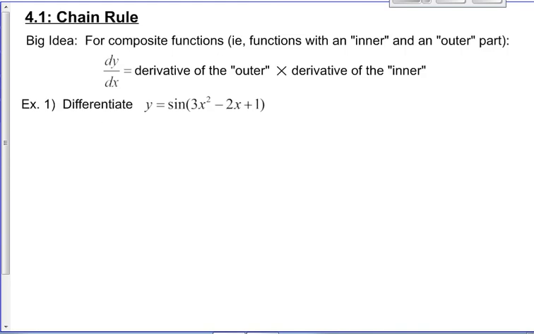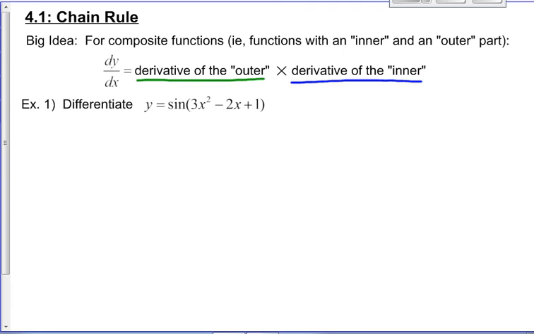Chain rule. Here's the big idea if we state it informally. When you have a composite function, that means a function with an inner part and an outer part, the derivative is going to be the derivative of that outer times the derivative of that inner part. So what that means is we have to look at a function and get some sort of intuitive idea of what's meant by outer and inner.